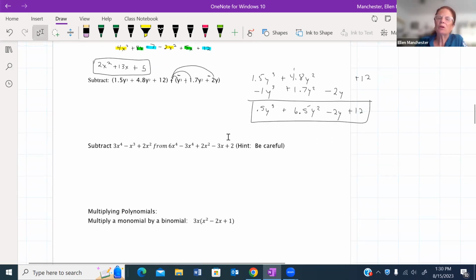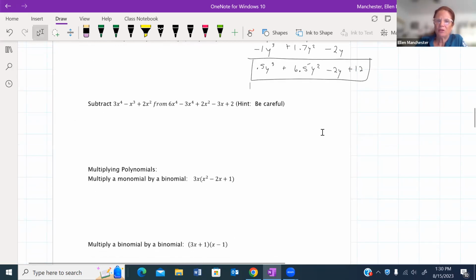Okay, now remember, order matters when it comes to subtraction. In your MyMathLab, I know you have one like this. It says subtract this polynomial from this polynomial. If I said I have $10 and I'm going to take 5 from it, I'm taking off 5. I'm starting with the 10 and taking off 5 from it. So it's the same idea.